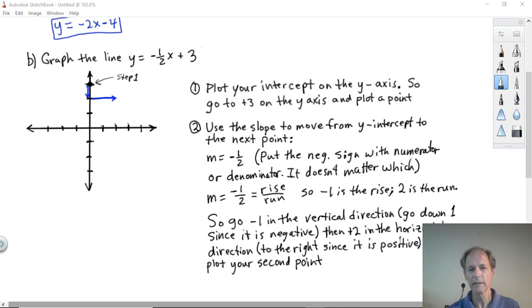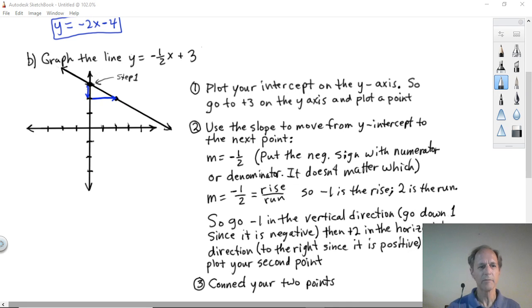And next step is, there's our point, okay, right there. And now we'll draw the line. And there's the line. So we plotted our 2 points, one being the very easy one, the y-intercept. The other one we plot by using the slope, rise and run. Then we draw the line connecting them, and we have it.